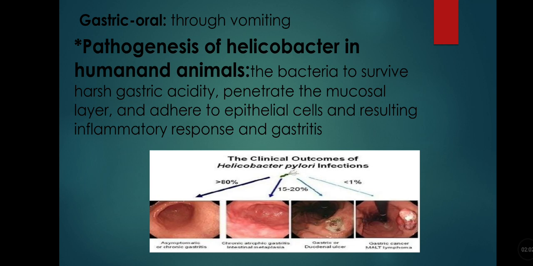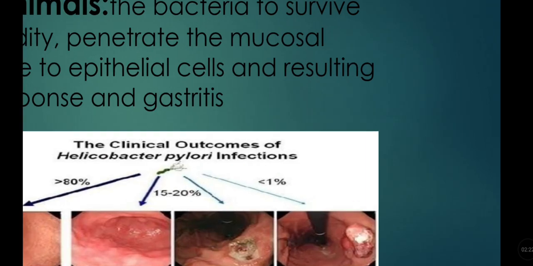The pathogenesis of Helicobacter in humans and animals. The bacteria tend to survive in the harsh gastric acidity, penetrate the mucosal lining, and adhere to the epithelial cells, resulting in an inflammatory response and gastritis.